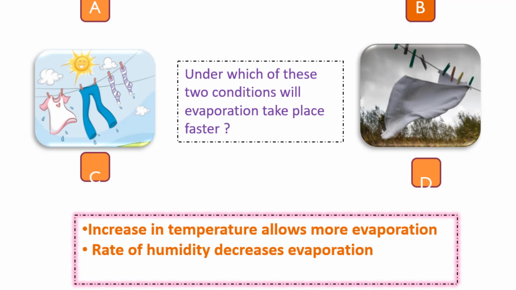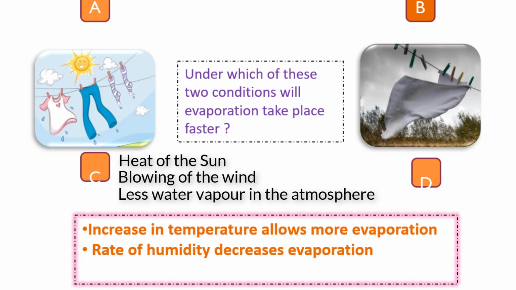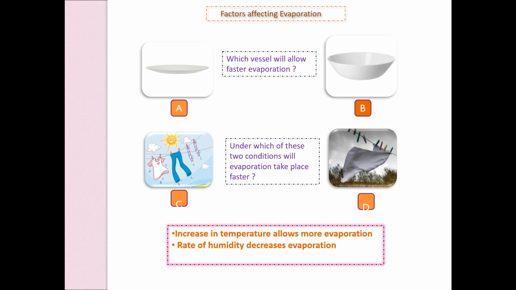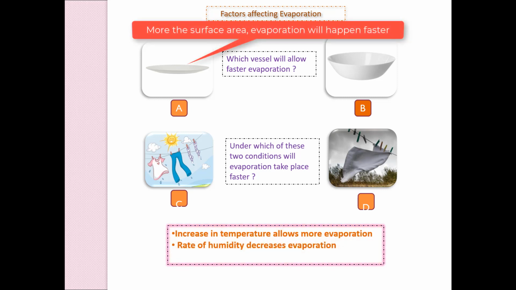So in condition C, the heat of the sun, the blowing of the wind, and less water vapor in the atmosphere will support evaporation to happen faster than in condition D. So what we learn from these two sets of examples is that an increase in temperature promotes evaporation, a rise in humidity decreases evaporation, and the more the surface area, the faster evaporation will happen.